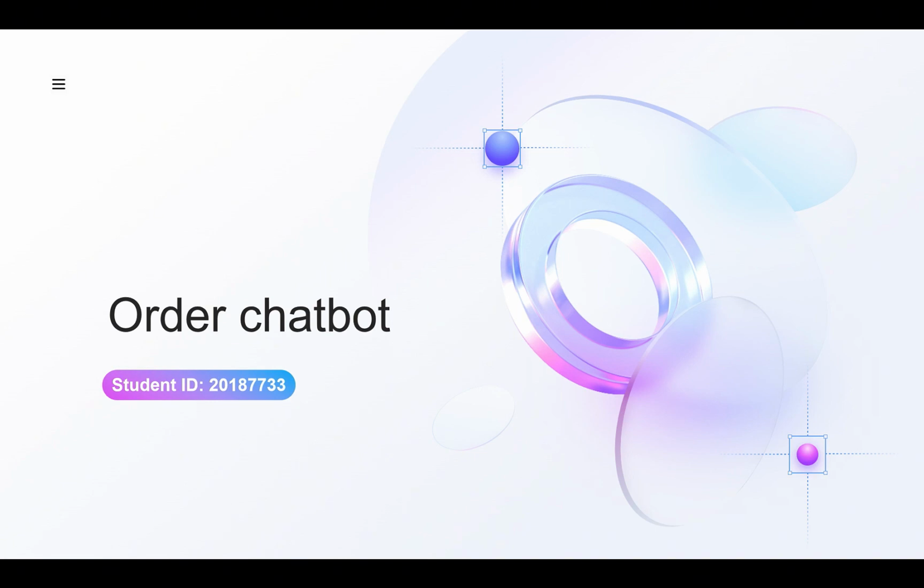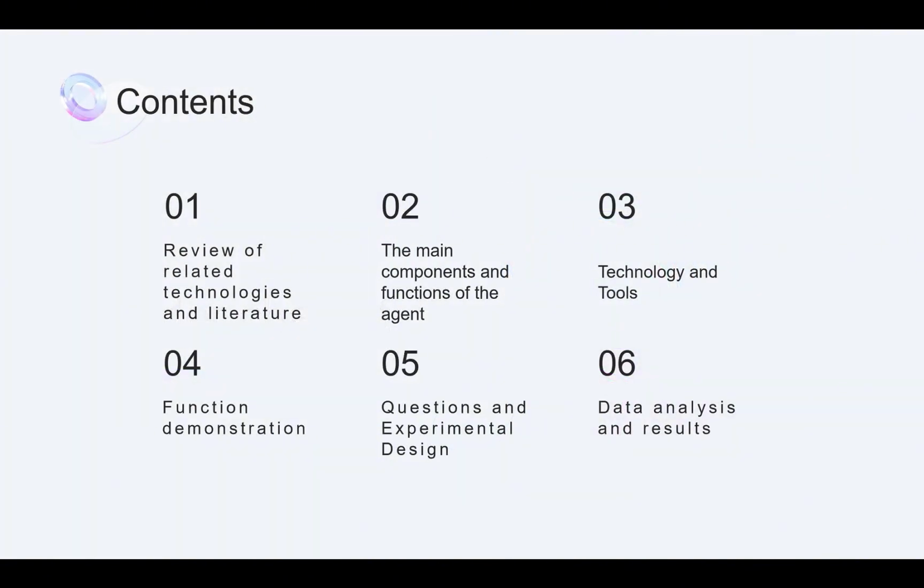Today I'm going to dive into a very fascinating project, a food ordering chatbot. This project is more than just a demonstration of technology. It also attempts to solve a specific problem: how to improve the efficiency and accuracy of order processing in a business restaurant environment. Next, I will introduce in detail the design process of this project, the technology used, the challenges faced, and my experimental results.